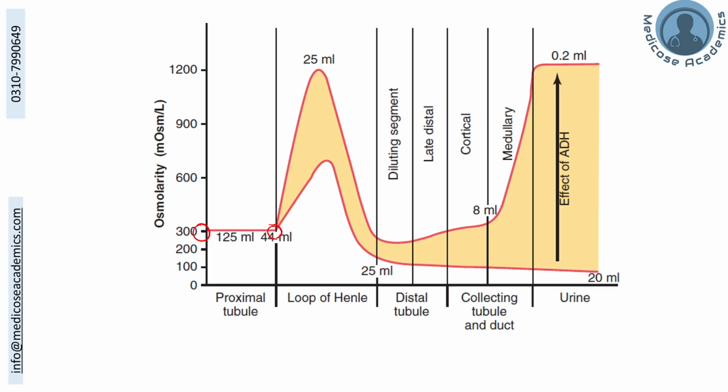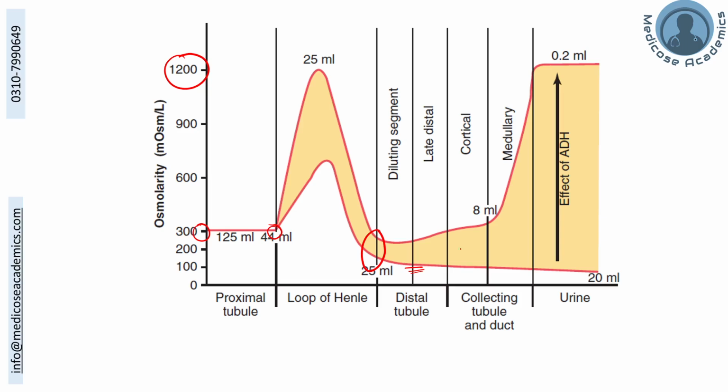While going through the loop of Henle, the osmolarity of the fluid first increases up to 1200 milliosmoles per liter. Then from the ascending limb of the loop of Henle and thick ascending limb of the loop of Henle, the osmolarity again decreases, and minimum osmolarity is achieved in the distal tubule, where 100 milliosmoles per liter may be achieved. Then while passing through the collecting tubule, the response can be different.